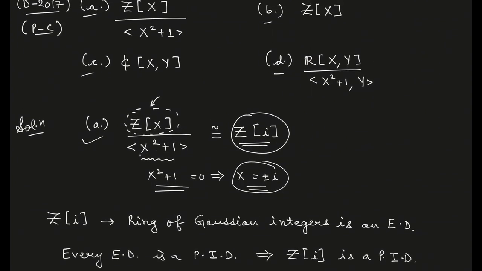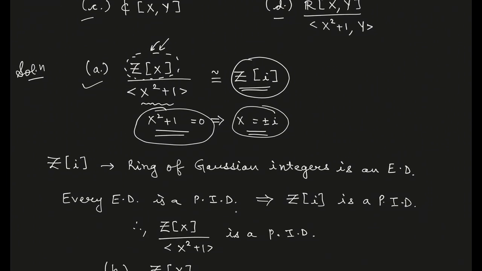So Z[x] upon ideal (x square plus 1) is isomorphic to Z[iota] because roots of x square plus 1, these are x equals plus minus iota. So simply we need to put the roots in this ring Z[x]. So it will be Z[iota]. And Z[iota] is the ring of Gaussian integers, which is a Euclidean domain. And we know that every Euclidean domain is a principal ideal domain. So Z[iota] is a PID and Z[iota] is isomorphic to Z[x] upon ideal (x square plus 1). So this is a PID.